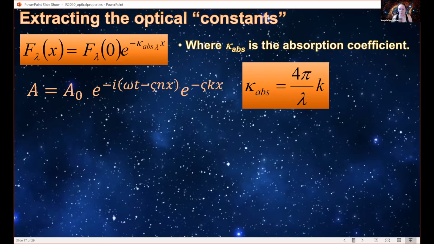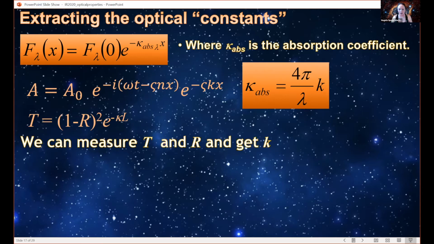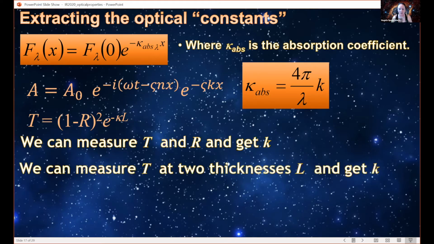And so now that means that if I can measure transmission, I can get kappa. And if I can get kappa, I can get K. And if I can get K, now I can get the optical constant. So I can measure T and I can measure R, as we saw before, and I can get kappa, and therefore the imaginary part of the complex refractive index.